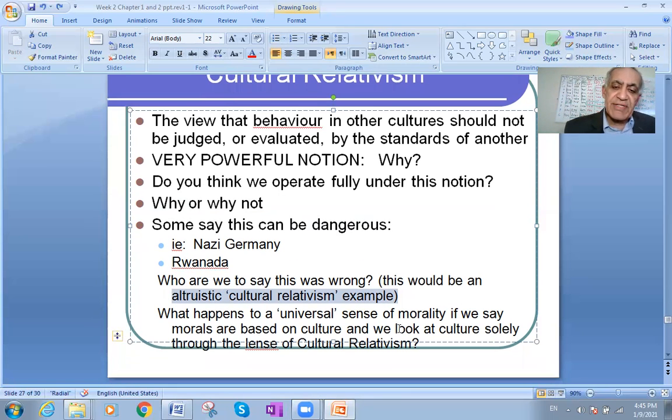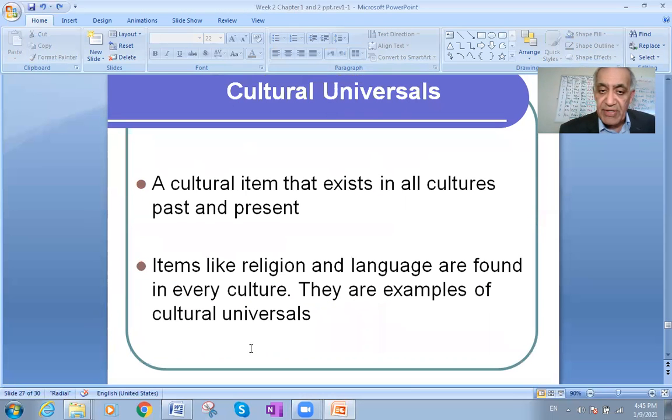What happens to a universal sense of morality if we say morals are based on culture and we look at culture solely through the lens of cultural relativism? I'm just asking you this question. What are you expecting? What will happen? Like we say, don't see others through your own eyes only.